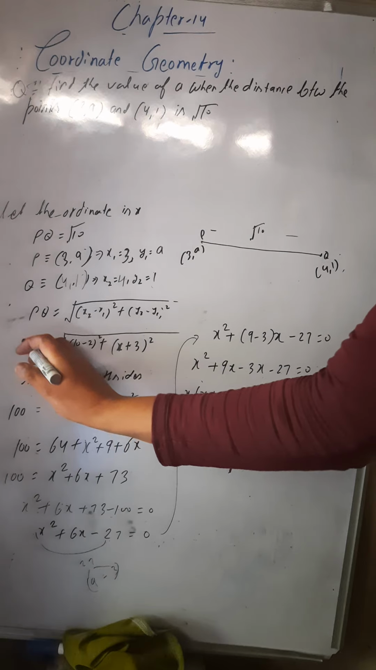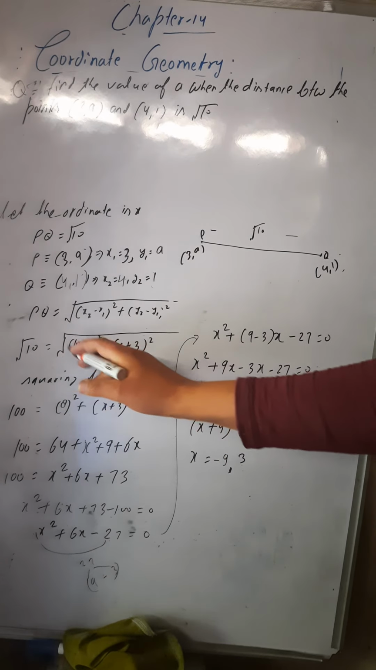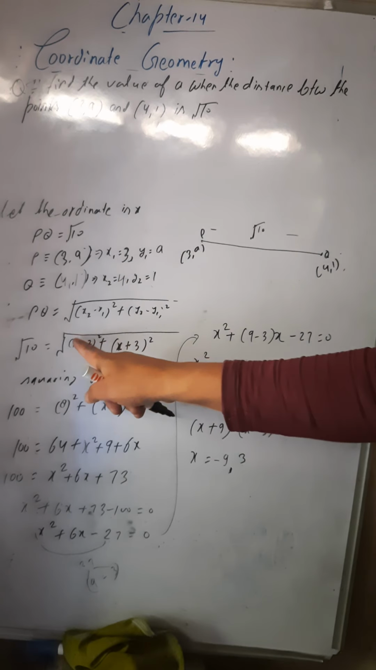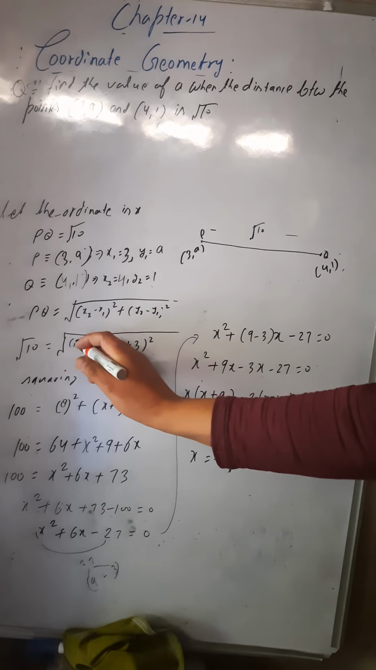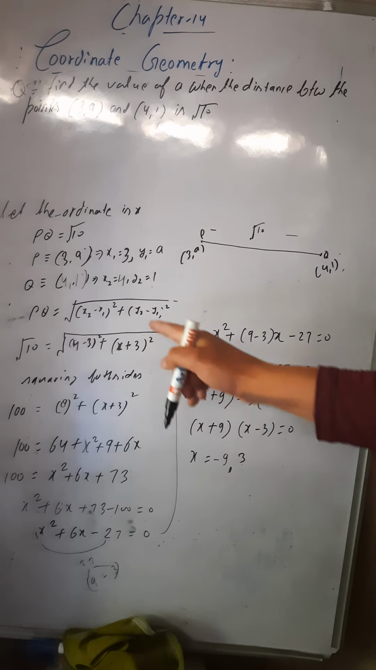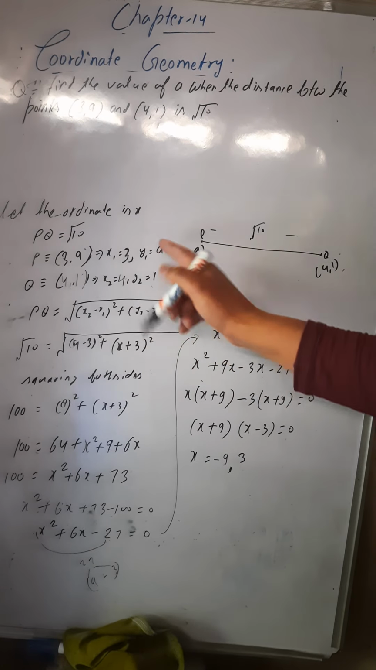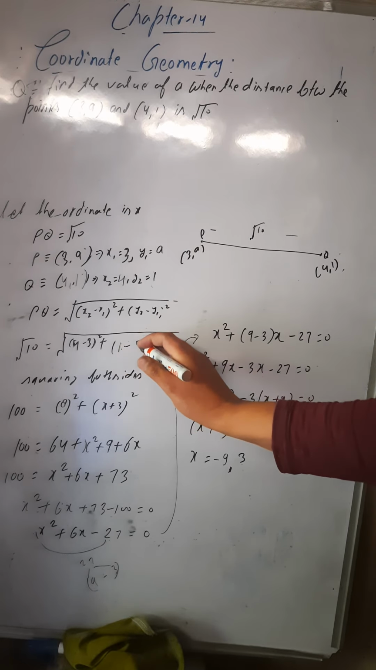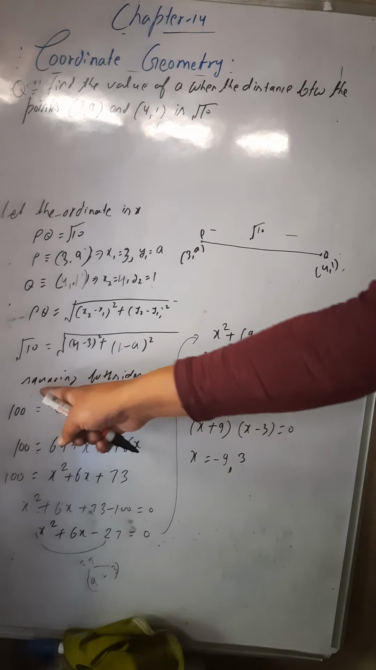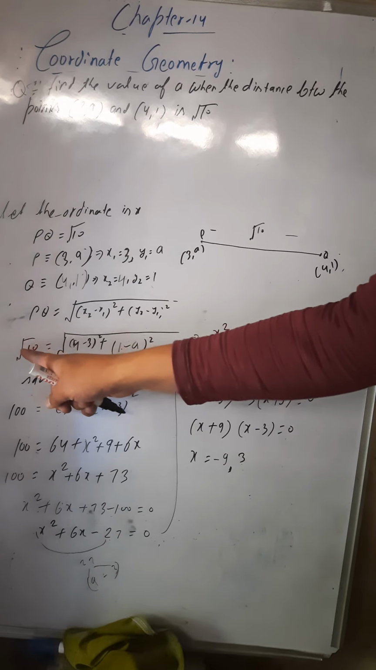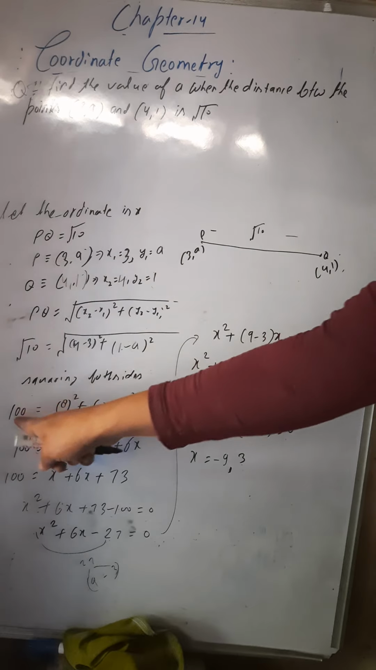So it will be square root of 10 is equal to under root of (x2 minus x1), 4 minus 3, here you will have to write 4 minus 3, (y2 minus y1), 1 minus a. Here, 1 minus a. Now squaring both sides. So while you are squaring both sides, the square of under root 10 will be 10.